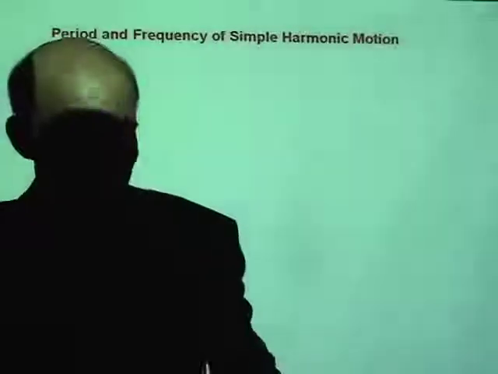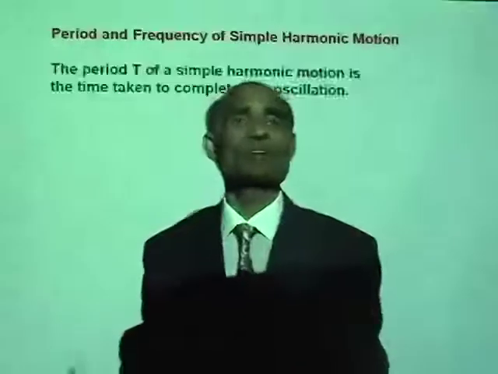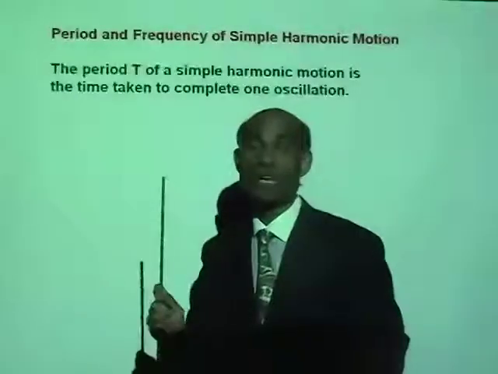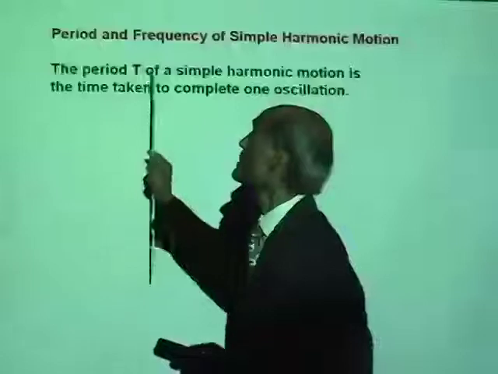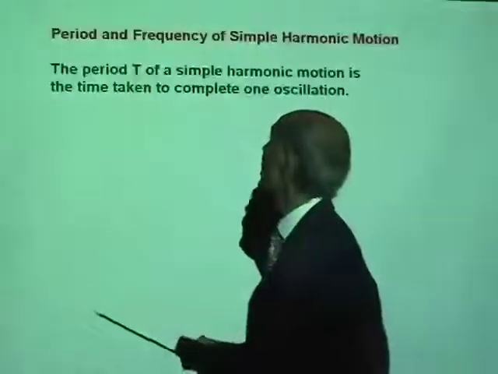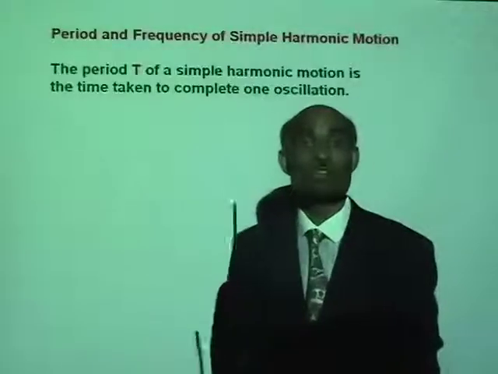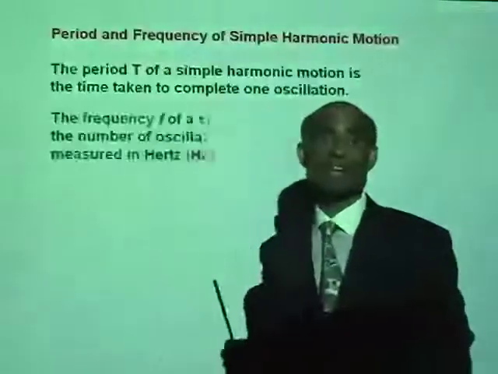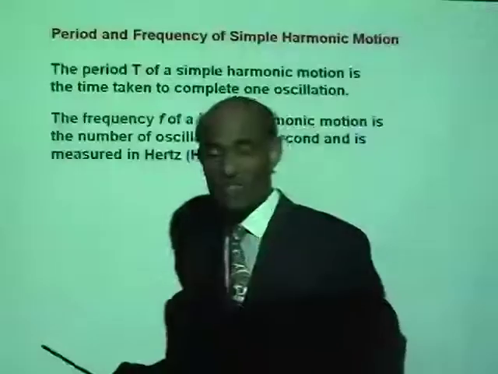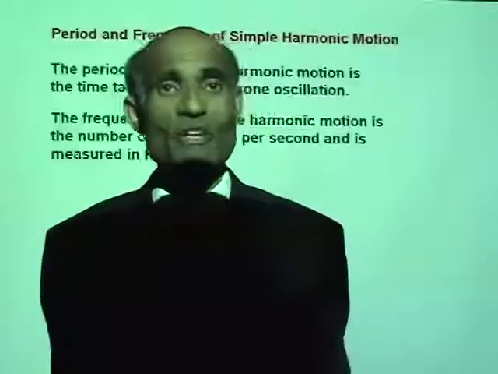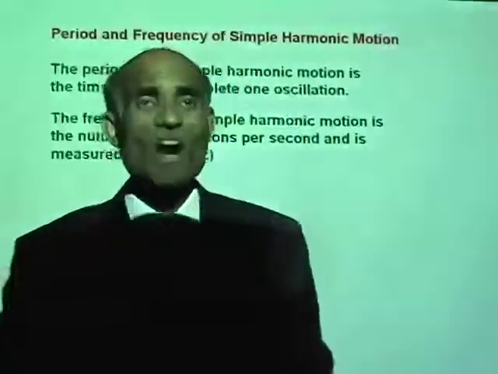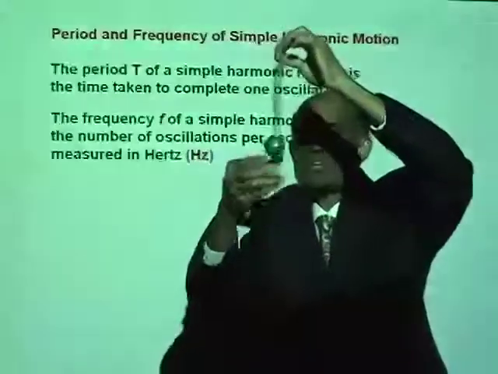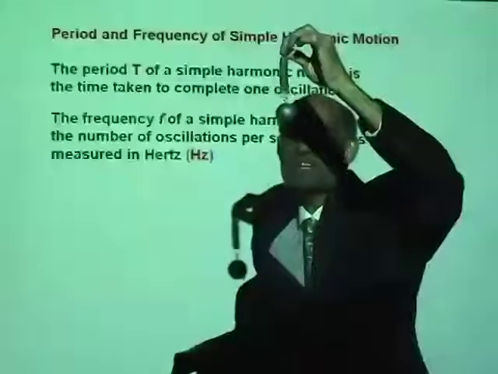And we generally represent the period by the uppercase T. Do not use the lowercase t for period. Period, the uppercase T of a simple harmonic motion, is the time taken for one complete oscillation. And what is frequency? Frequency is the number of oscillations per second. How many times the object moves up and down.